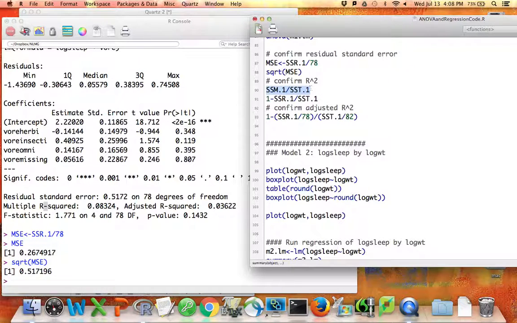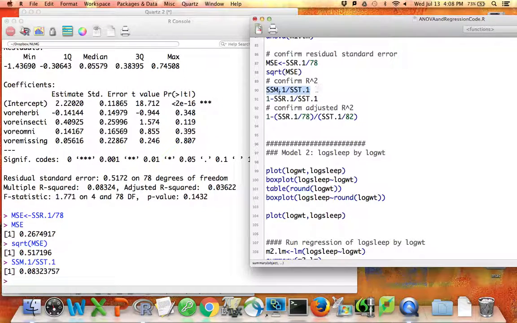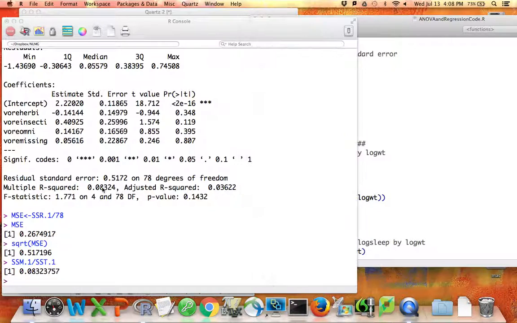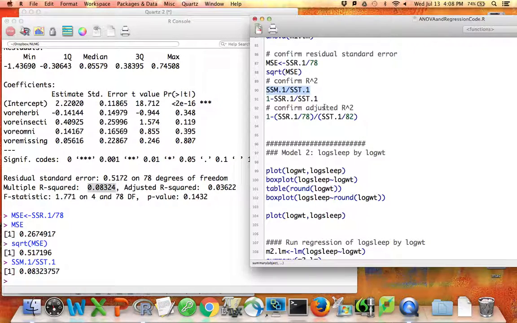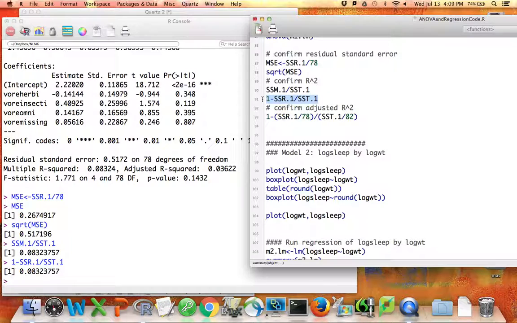And we calculated these two quantities previously using the ANOVA output, using the residuals from the ANOVA, in fact. So if I take the ratio of those two, I get 0.083. That is the same as the multiple r squared. So this multiple r squared shown here is literally the sum of squares due to the model divided by the sum of squares total. Another way to say the same thing is it's 1 minus the proportion of the total sum of squares due to the residuals. So that's exactly the same number.